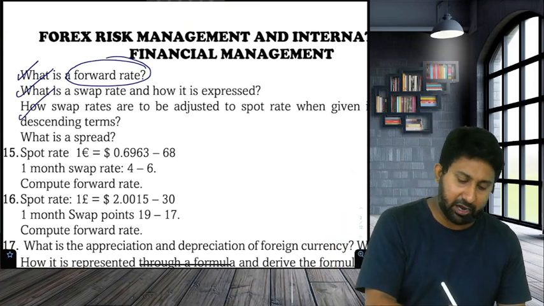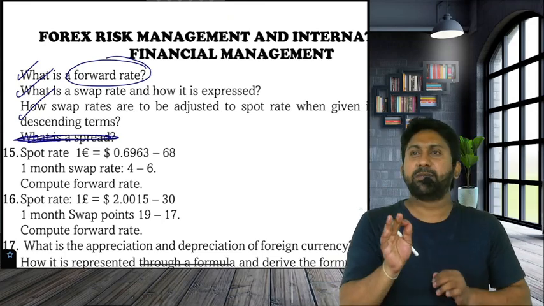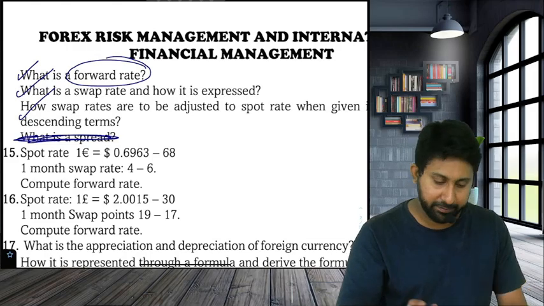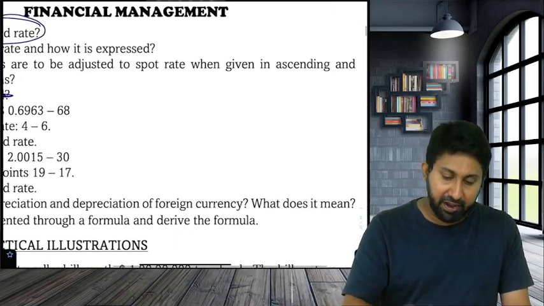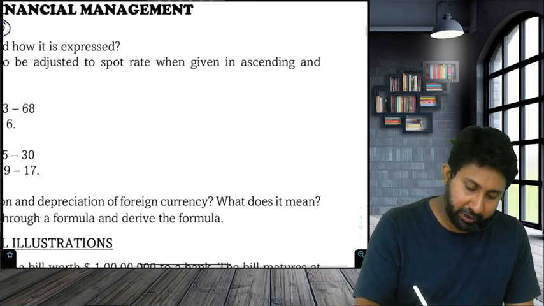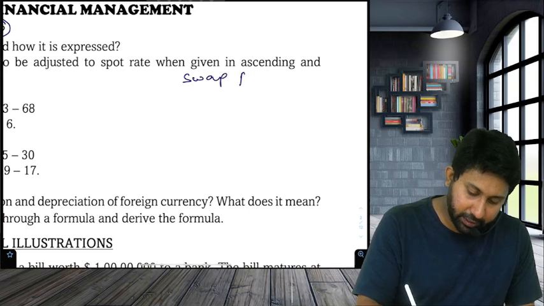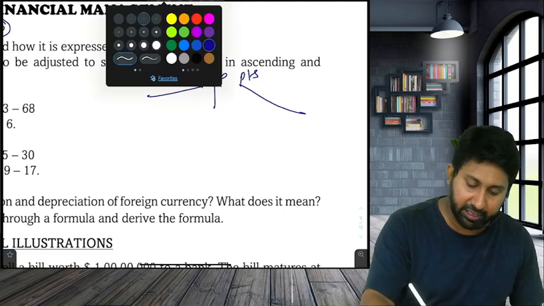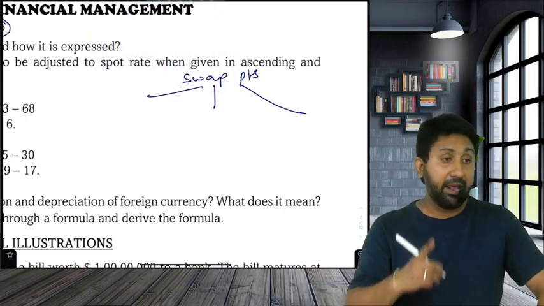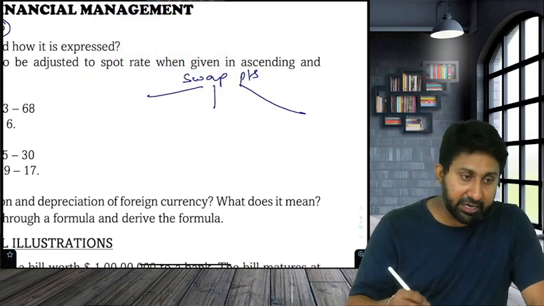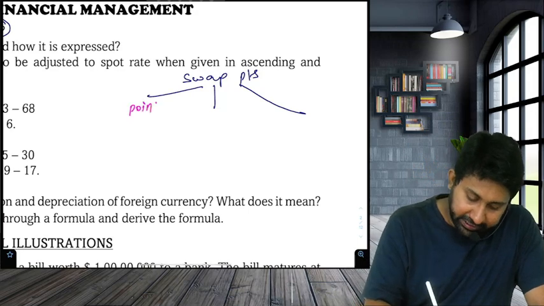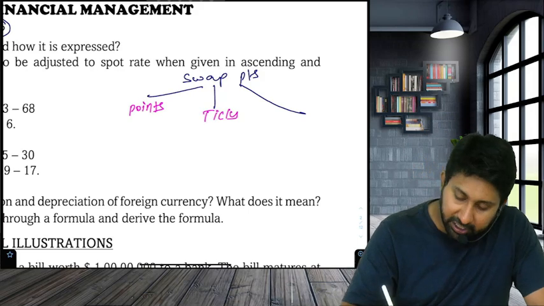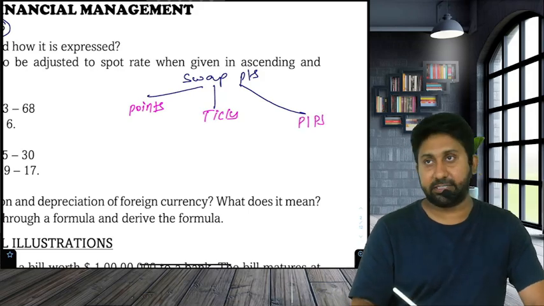Spread we already understood. Spread means the difference between the bid and ask. Now when it comes to swap points, there are three types. This I want to explain clearly. Number one, the first type is called points. The second type is called ticks. The third type is called pips.